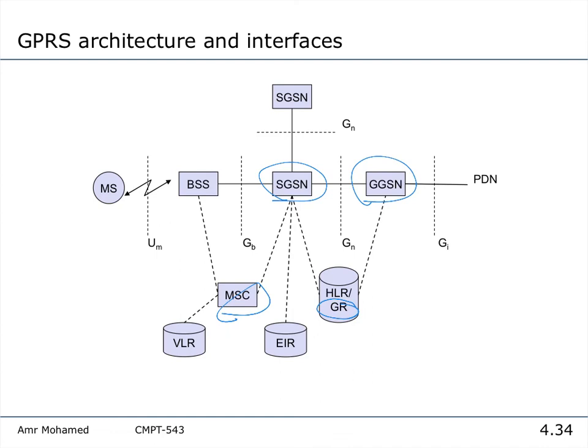The implication of this is that you have new interfaces defined. You have Gi, Gn, Gb, okay? All these interfaces are packet switched interfaces. Again, as we said, the GPRS register is used to store the addresses, the IP addresses of the mobile station. And the serving GPRS support node is used to perform the functionality of the MSC for packet switched, and for authentication and billing and all of this.